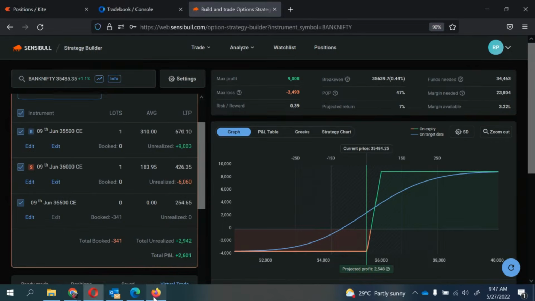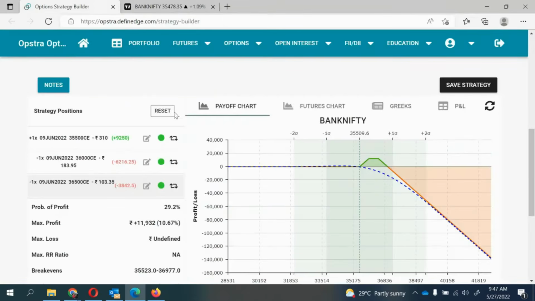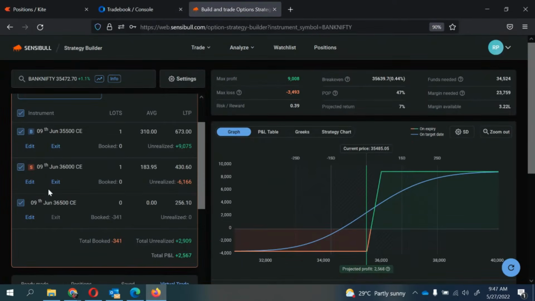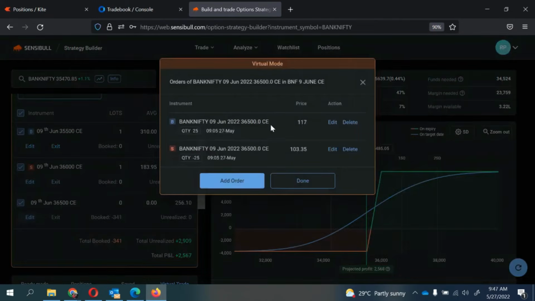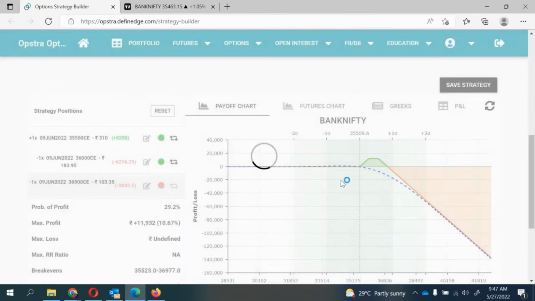To show you whether this is my real trade or not, I'll take you to my trade book. This was my real trade. If you look at all these 3 legs, 310, 183, 103, don't you think this is my same trade? 310, 183, 103 was the ratio spread deployed. But later I squared off this leg yesterday at 117. This was sold and this is bought. I'm just squaring off. When I do this, it converts to a debit spread.